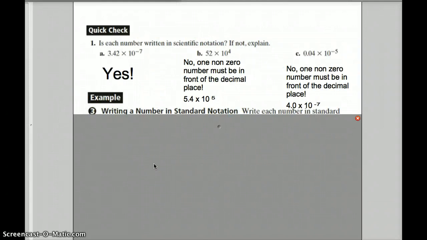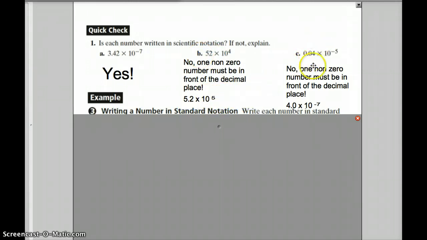We're looking at quick check 1. We have these 3 numbers, and A is written in proper scientific notation, but B is not because we have 2 non-zero numbers in front of the decimal, and there should only be 1. So in order to make it proper, we should move the decimal from here to here, and we now have 5.2 times 10 to the 4th. This is a typo here. There we go. And we now have 5.2 times 10 to the 5th because we moved the decimal place 1 more spot to the left. We're going to add an extra power to our 10.